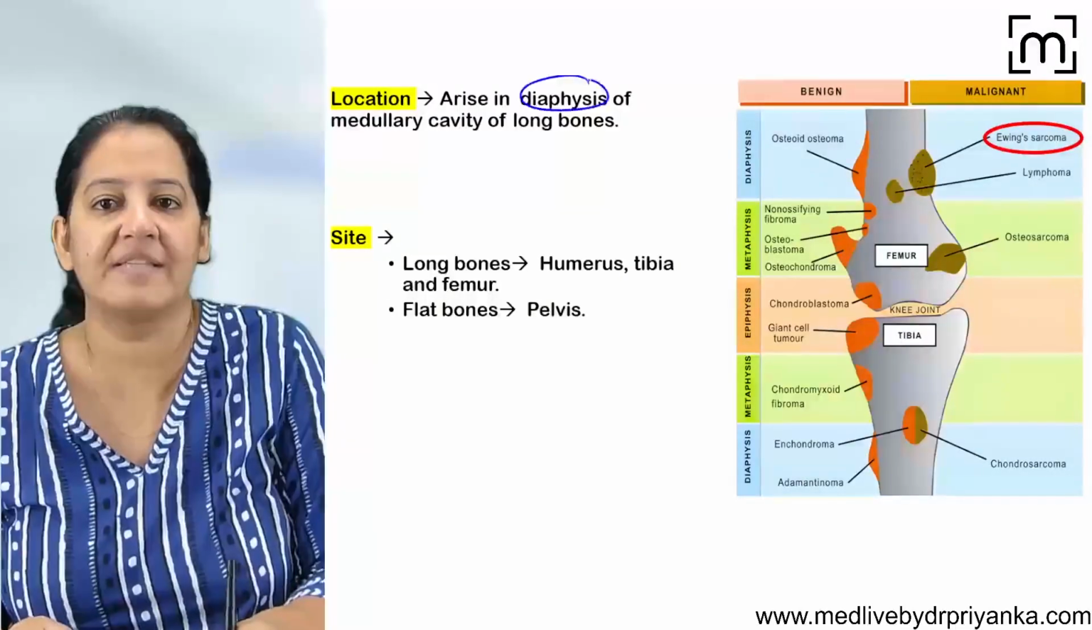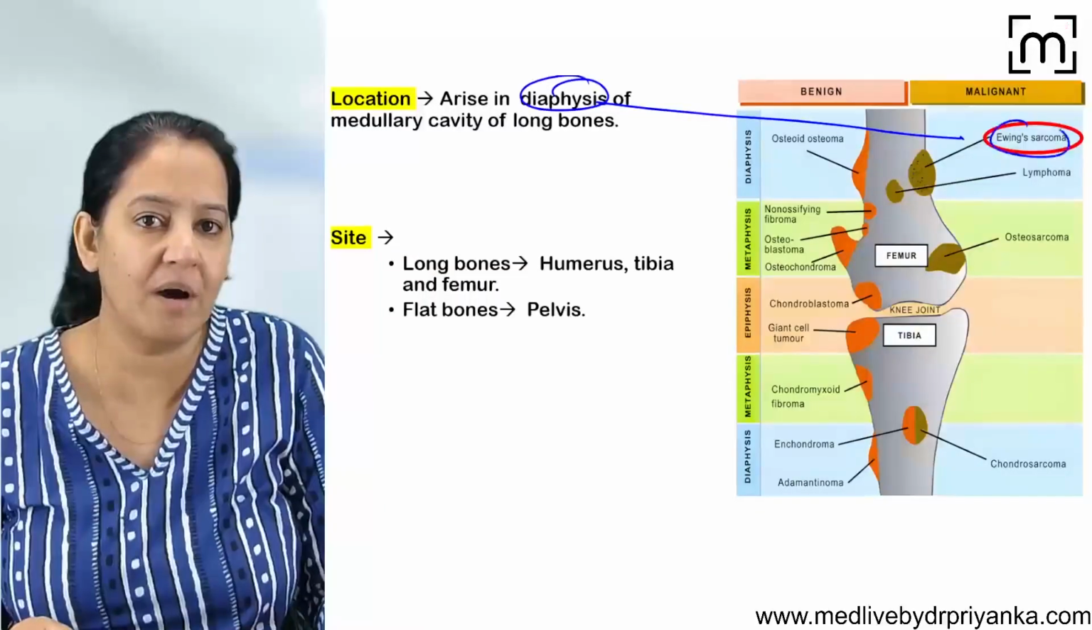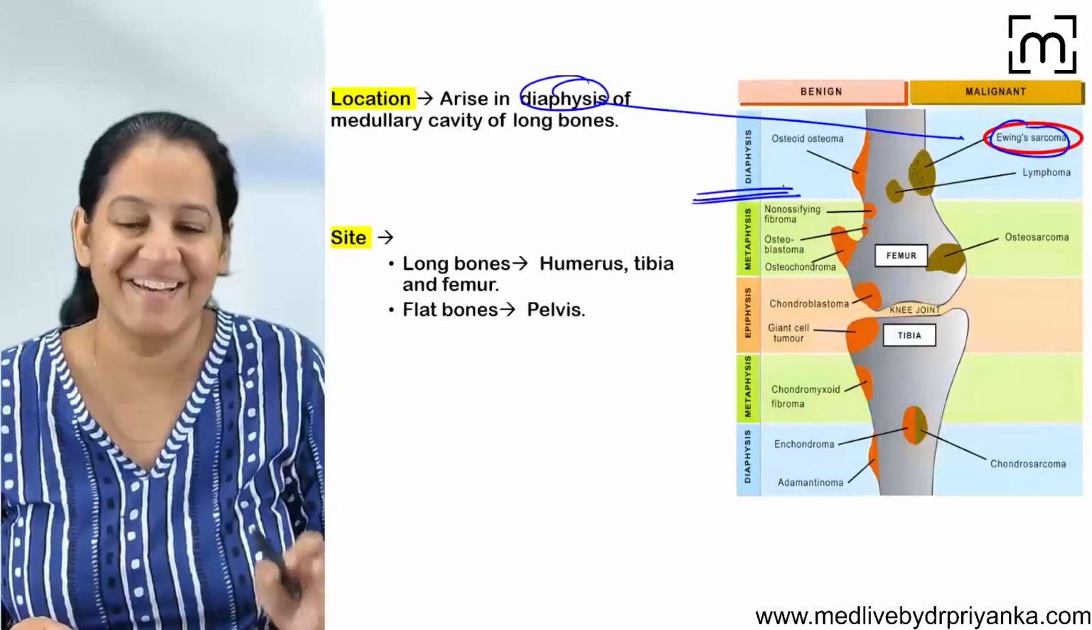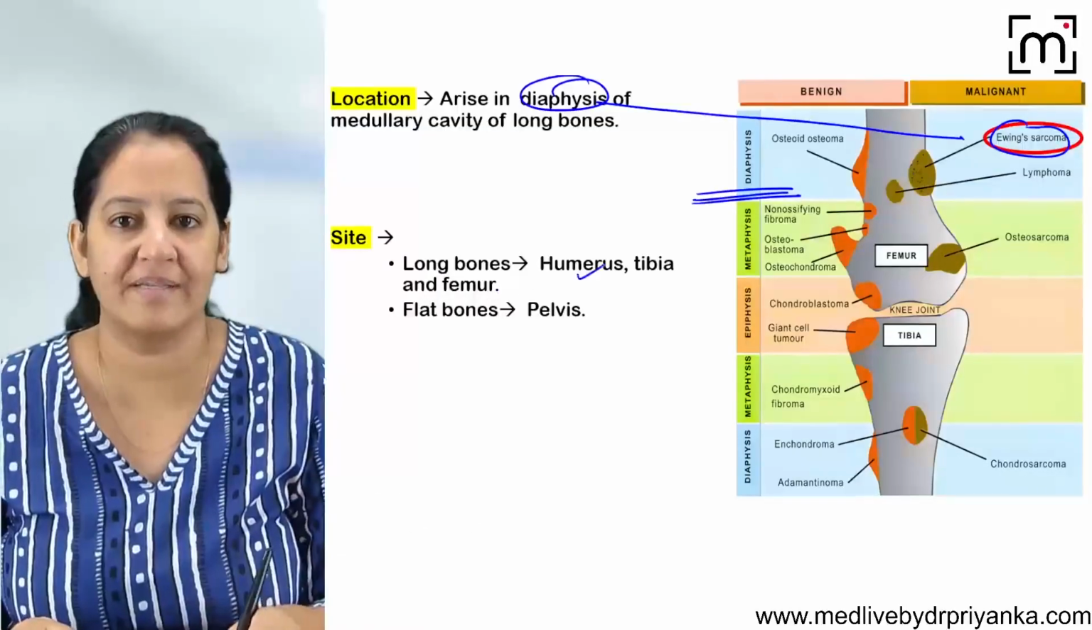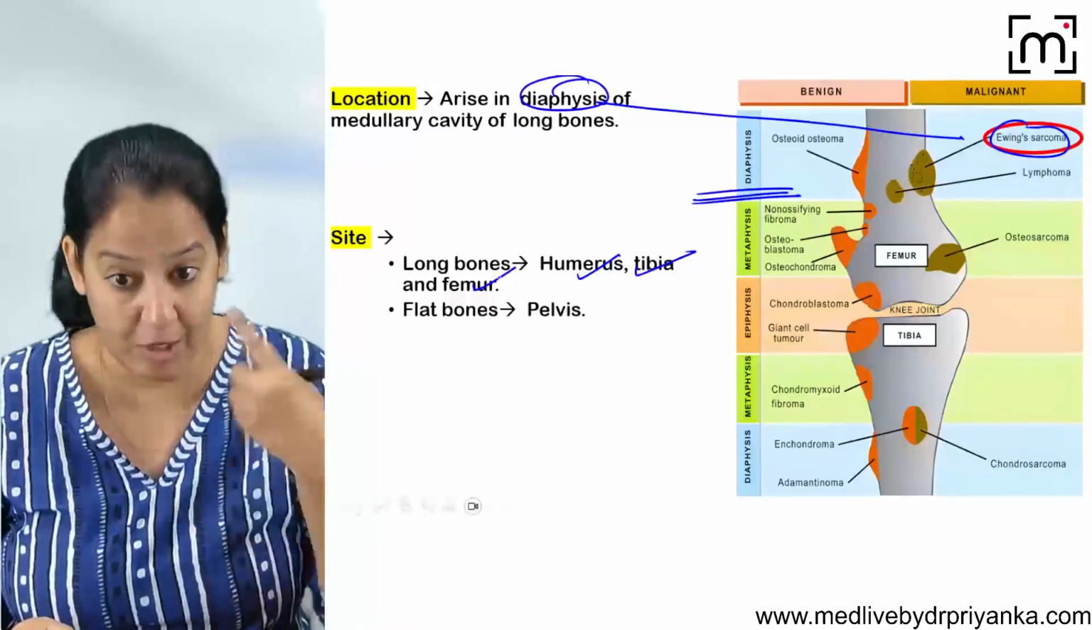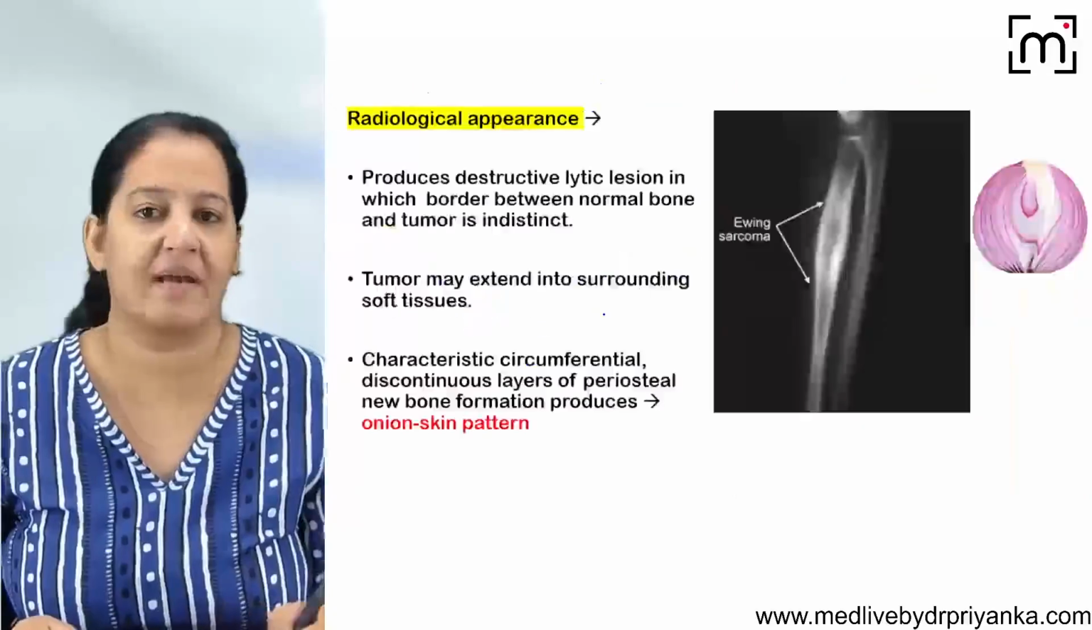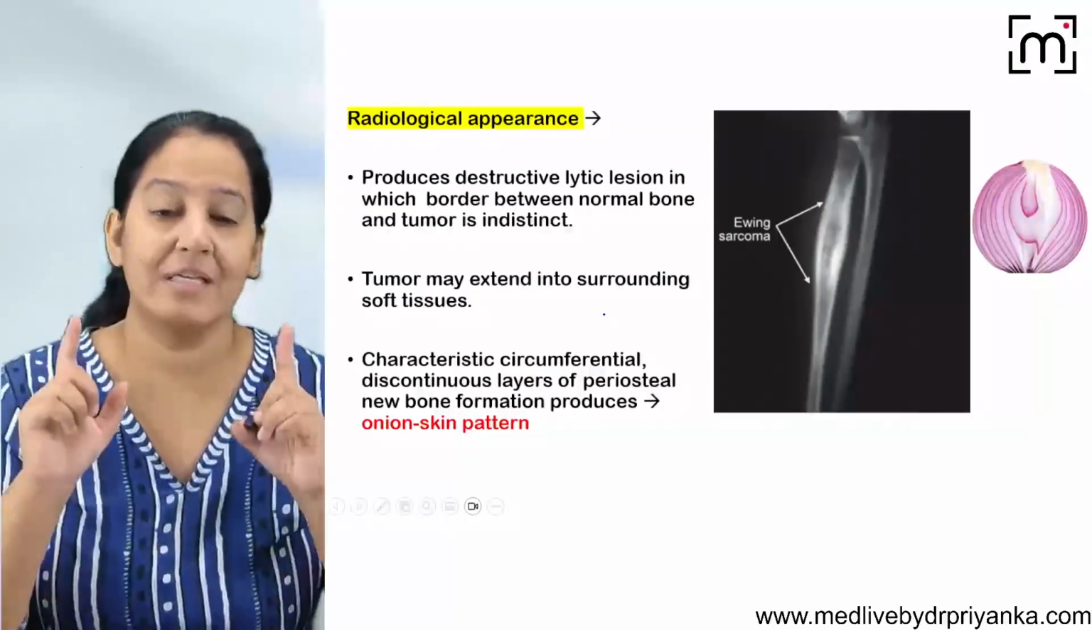Coming on the location, it arises from the diaphysis. Can you see Ewing sarcoma? It is arising from the diaphysis. Please learn Ewing sarcoma. Most common site is humerus, tibia, femur among the long bones and among the flat bones it can arise from the pelvis also. Radiology is very typical.